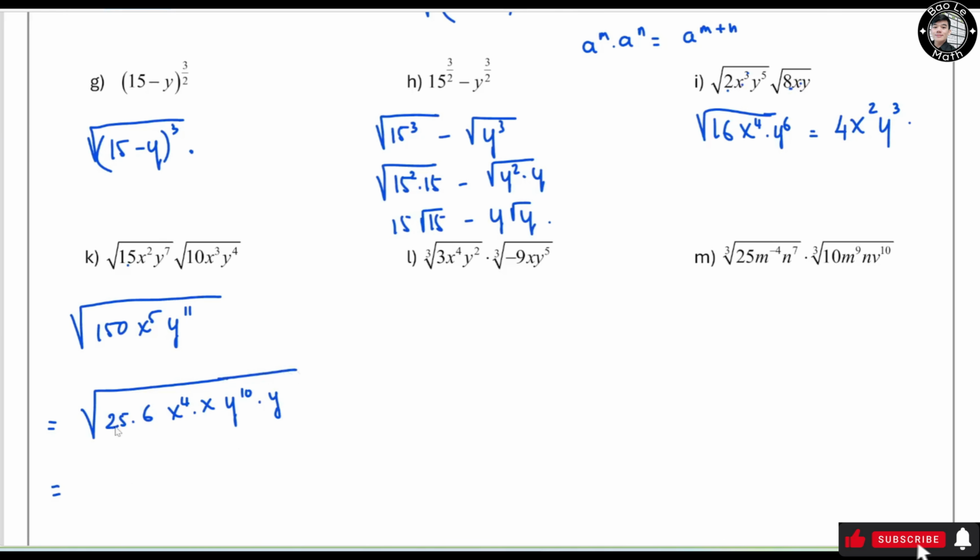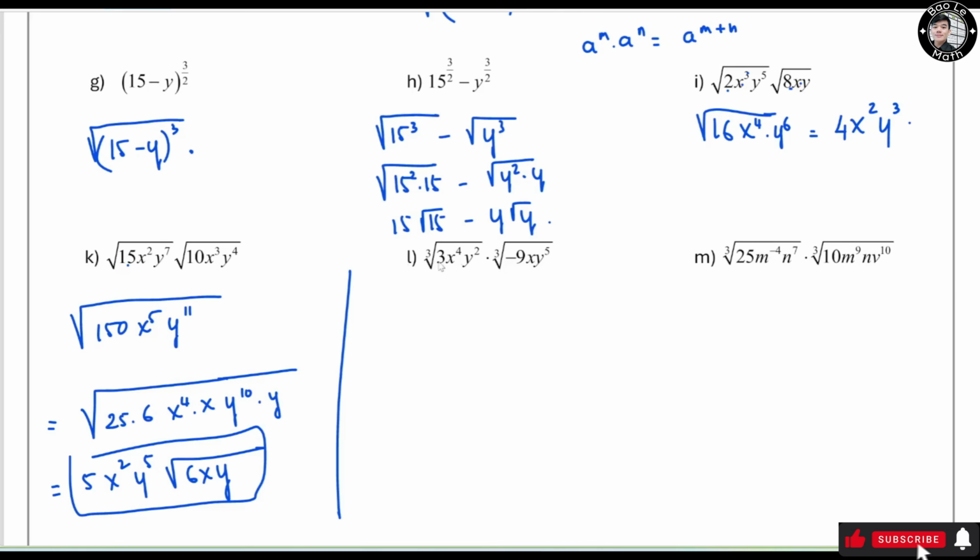Now, the square root of 25 is 5. The square root of s to the 4 is going to be s squared. The square root of y to the 10 is going to be y to the 5th. And you have 6 inside, s inside, and y inside here. This one is the final answer.